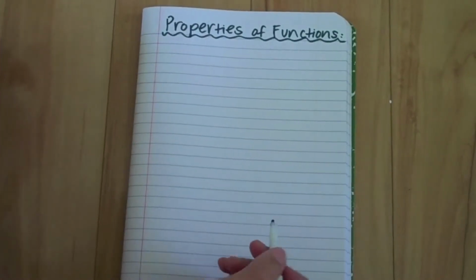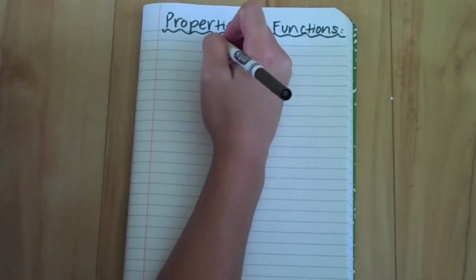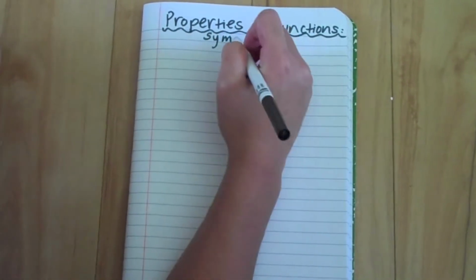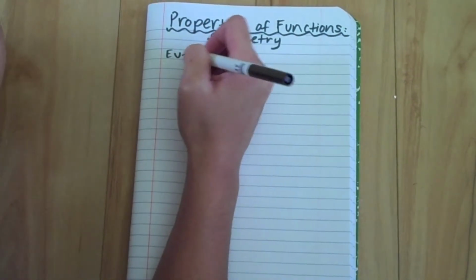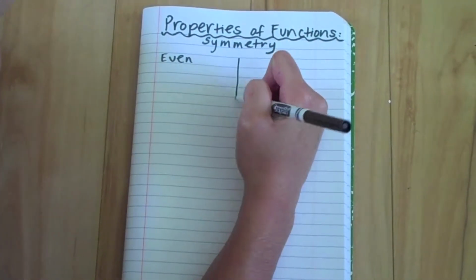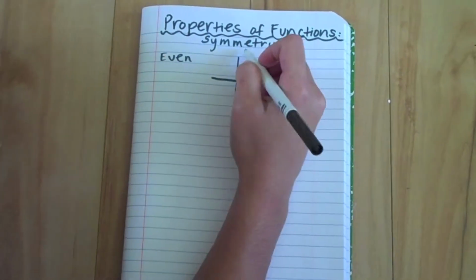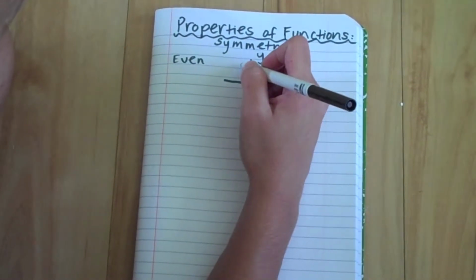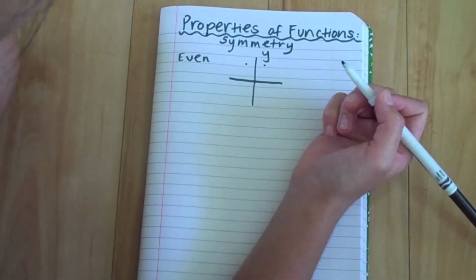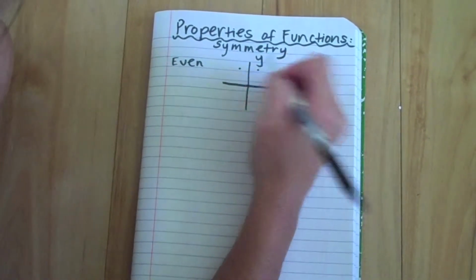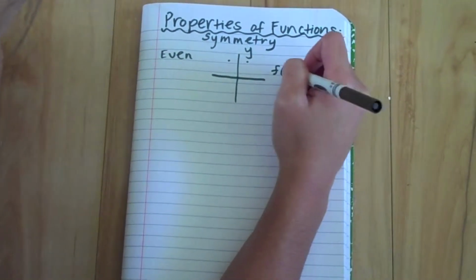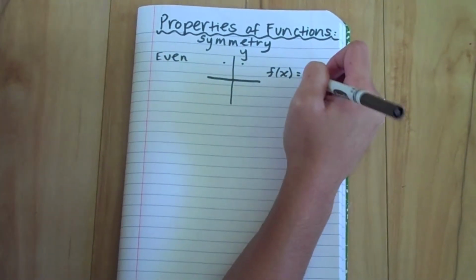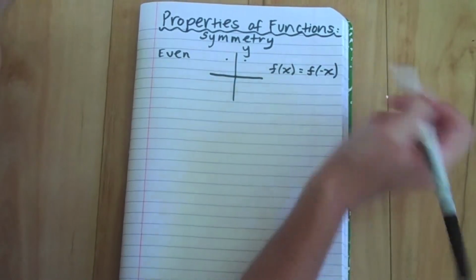Okay, so today we're going to be learning about properties of functions. We're going to be learning about symmetry. So the basics of symmetry, there are even functions, and the even functions are symmetrical with respect to the y-axis, which means if there's a point here, there's also going to be a point here, because it's reflecting over the y-axis. And even functions have the equation of f of x equals f of negative x.